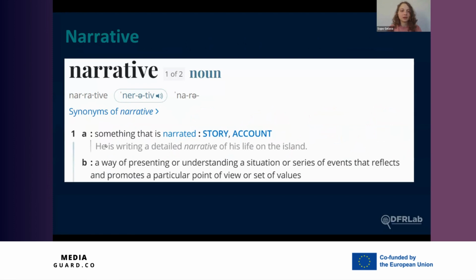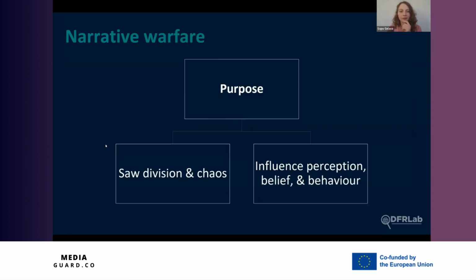And this is a screenshot from the Merriam-Webster dictionary. Of course, it is something which is narrated, but narrated in a form that gives us a story. So it is how you present certain facts or evidence or viewpoints. So it shapes your opinion and it shapes a story. So it is very important to understand it. It's not just a message or a text, but we should try to understand what is the narrative behind, for example, Putin's certain speech, and we'll be discussing some case studies. And narratives, in this sphere, when we're talking about information operations and narrative warfare, have two purposes: to sow division and chaos in society, and also to influence perception, beliefs, and behavior.